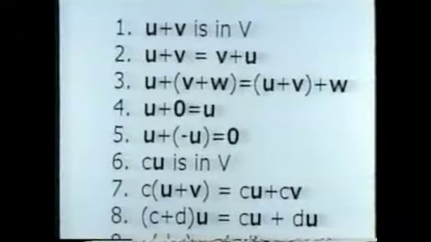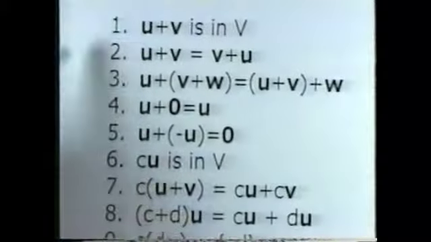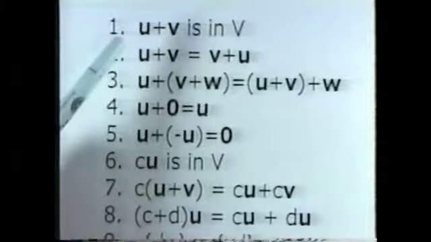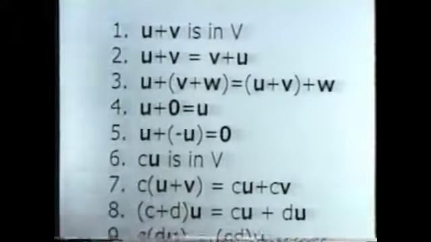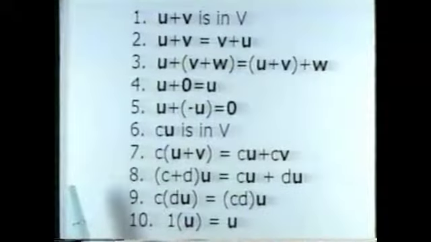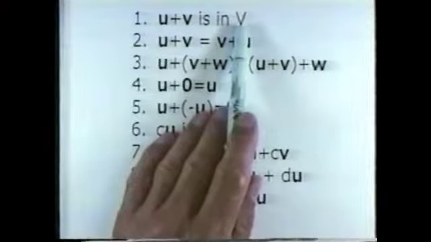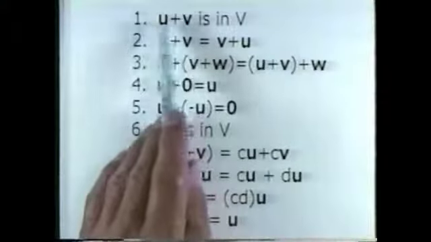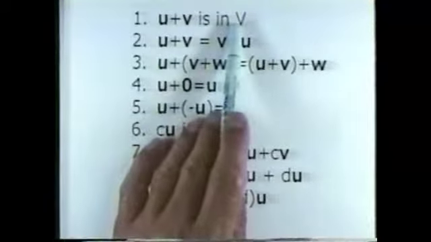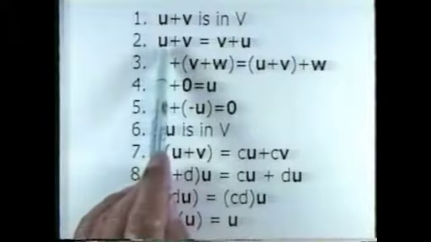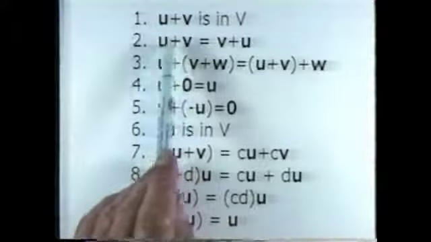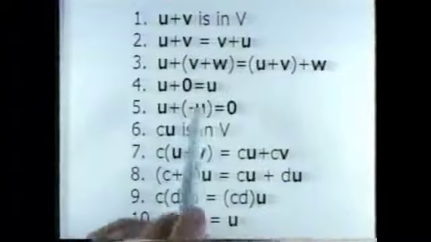Let's go back over the axioms. These are the same axioms that we had for vectors, the 10 axioms. The first is u plus v is in the set V. All that means is that set V is closed with respect to vector addition. So if u is a vector and v is a vector, then the sum u plus v is in the vector space. The commutative property of vector addition: u plus v is v plus u.